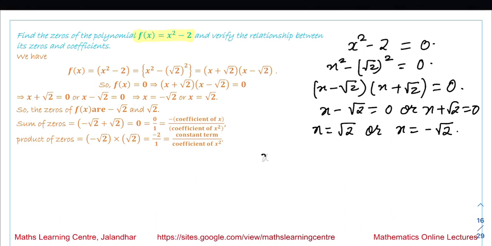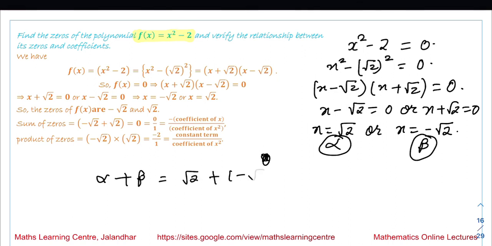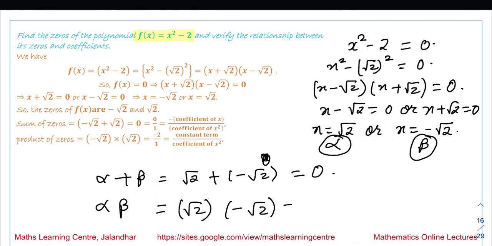So sum of the roots will become, suppose this is alpha, this is beta. So alpha plus beta, sum of the roots, that is equal to root 2 plus minus root 2 equal to 0. And product of the roots, alpha into beta, is equal to root 2 into minus root 2, that is equal to minus 2.